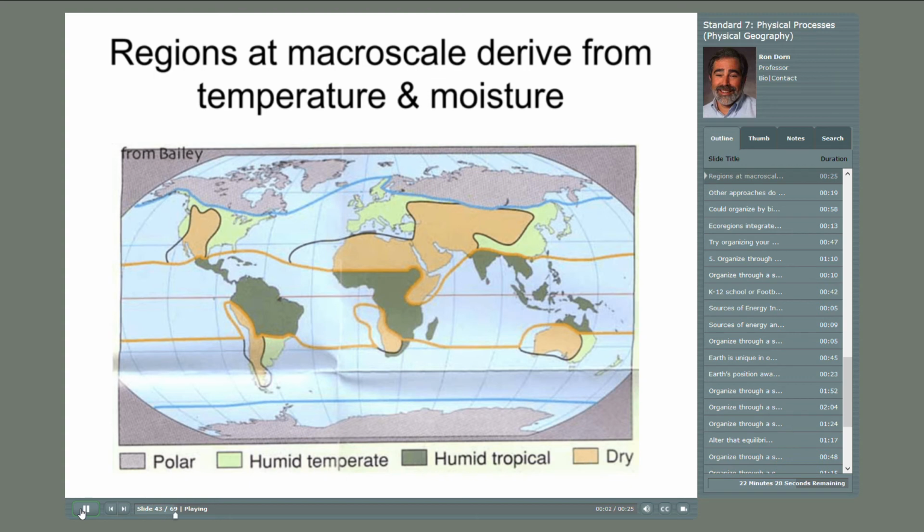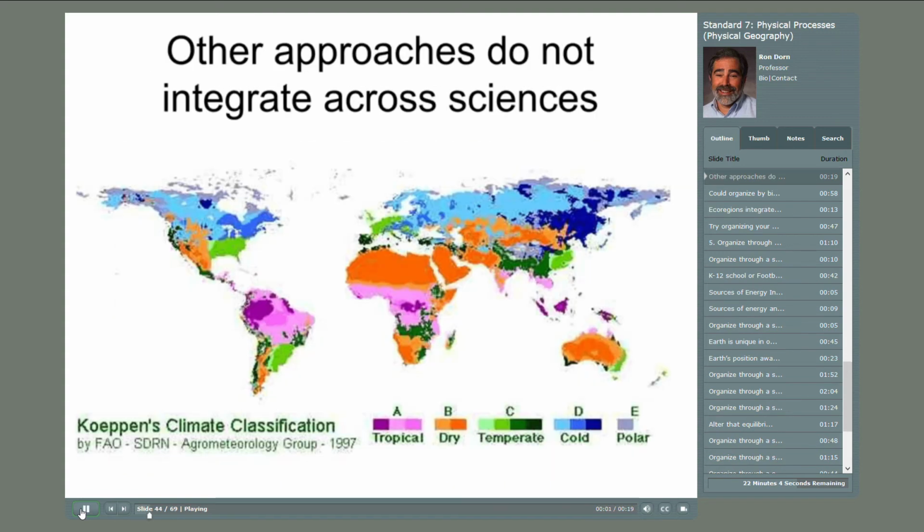In a general sense, the ecoregions at the macro scale just derive from the temperature and moisture. You have a lot of polar ecoregions where it's extremely cold. You would have the dry ecoregions of the subtropics where it's really dry. And then you would have the humid ecoregions where it's moist and either warm, the humid tropical, or cool, the humid temperate. There are certainly other approaches to map.